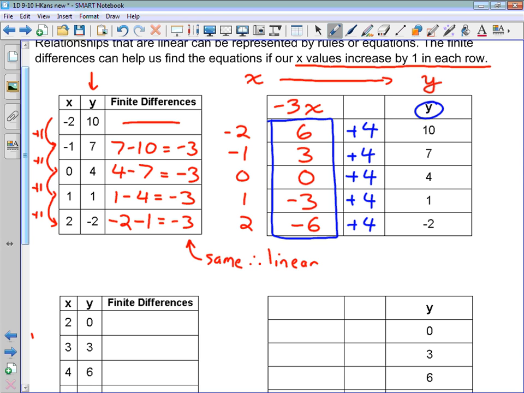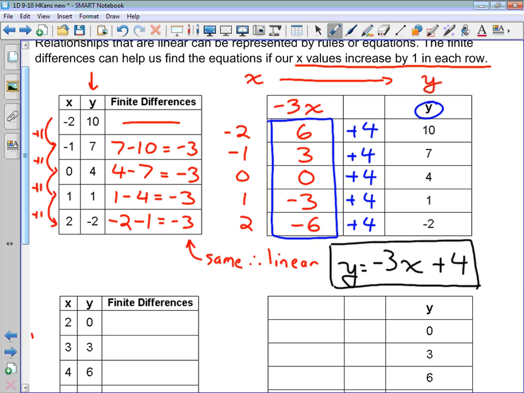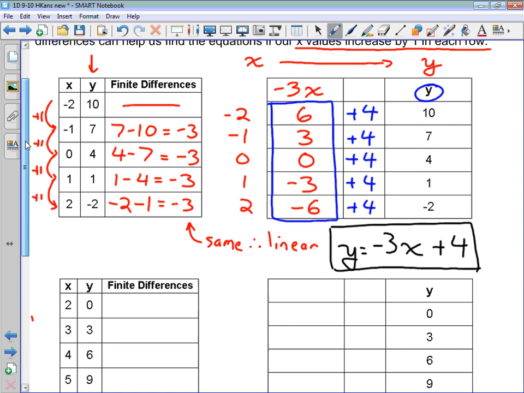So that tells us that if we're starting from an x value and we want to get to the y value, we should take our x value, multiply it by negative 3, and then add 4 to it. So y is equal to negative 3 times x plus 4. This is like a little rule for going from one x value to the corresponding y value. Okay? So that would be the equation right there. That's our final answer. All right, so let's do another one here.